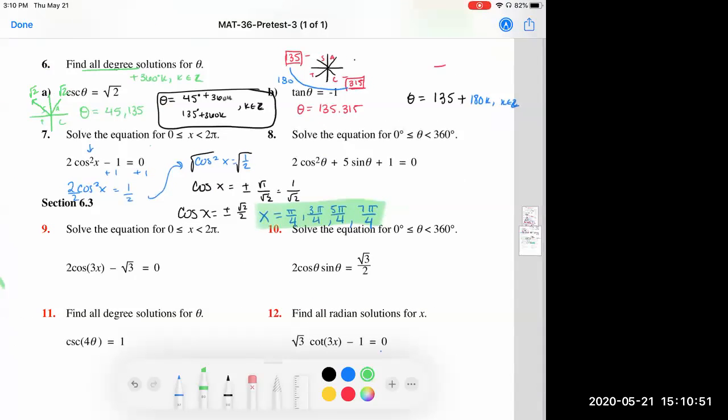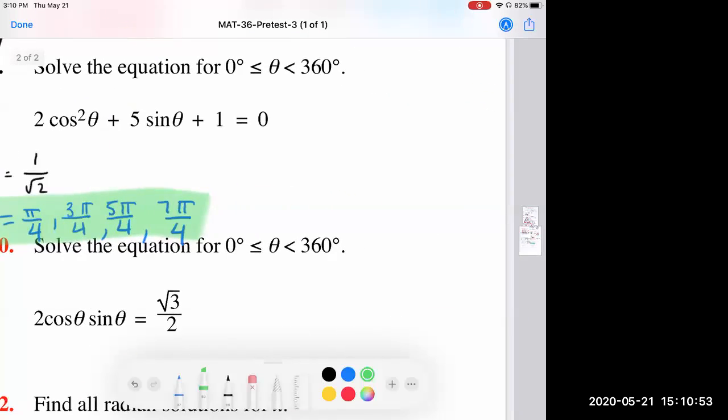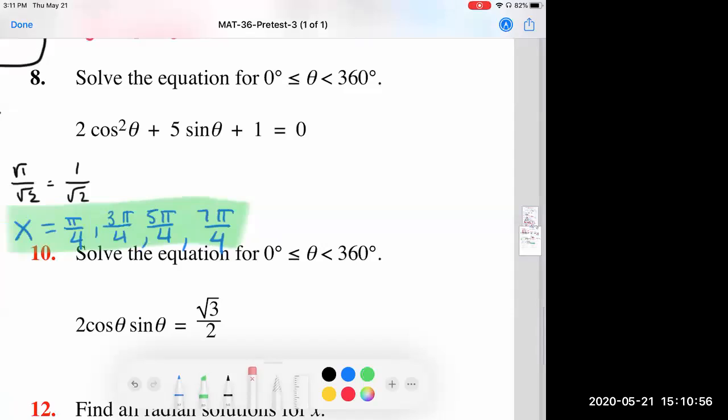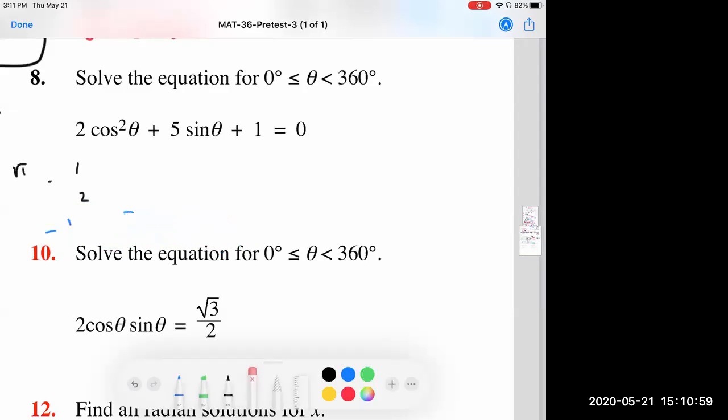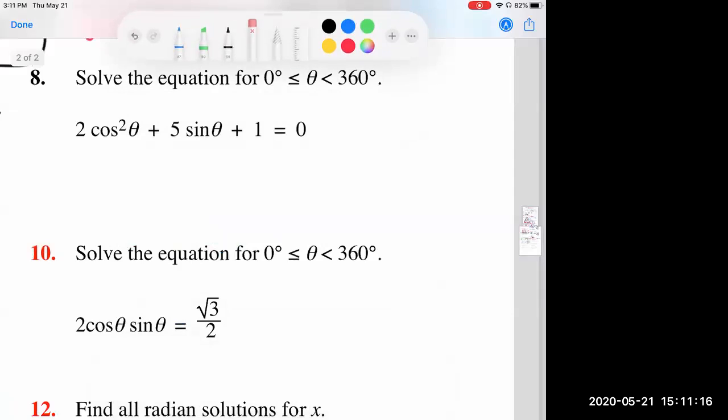All right, let's continue with 8. And you have these answers online too, but I just want to work it out with you. Solve the equation 2 cosine squared plus 5 sine plus 1 equals 0. All right, the problem here is that cosine squared. I want to be able to just have sine, unless I'm factoring. If they're being multiplied, then I can factor and that's not a problem. But I can't factor with that cosine squared yet.